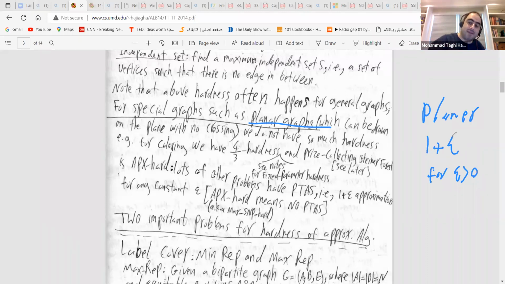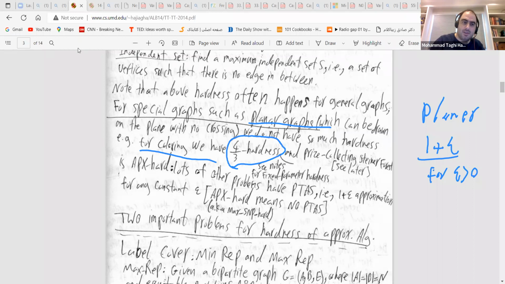So for planar graphs, some special graphs, actually there are better approximations. But still there are some problems. For example, even for planar graphs, there is this coloring problem. This coloring problem, as I mentioned, has nothing better than order n approximation in general graphs. But for planar graphs, it is only 4/3 hard, essentially.